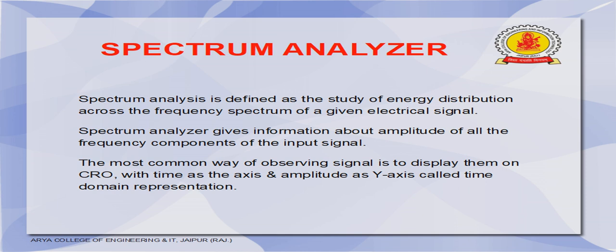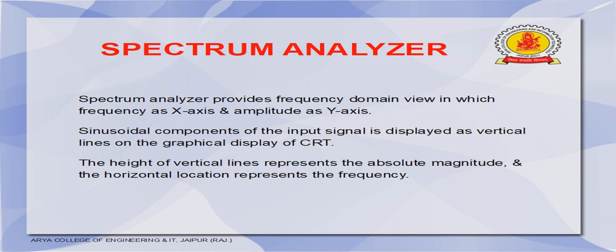The spectrum analyzer also gives information about the amplitude of all the frequency components of the input signal. Generally, the most common way of observing a signal is to display it on a CRO, where on the x-axis we take the time and on the y-axis the amplitude. This is called time domain representation. But a spectrum analyzer provides the frequency domain representation of a signal, in which on the x-axis we use the frequency and on the y-axis the amplitude.